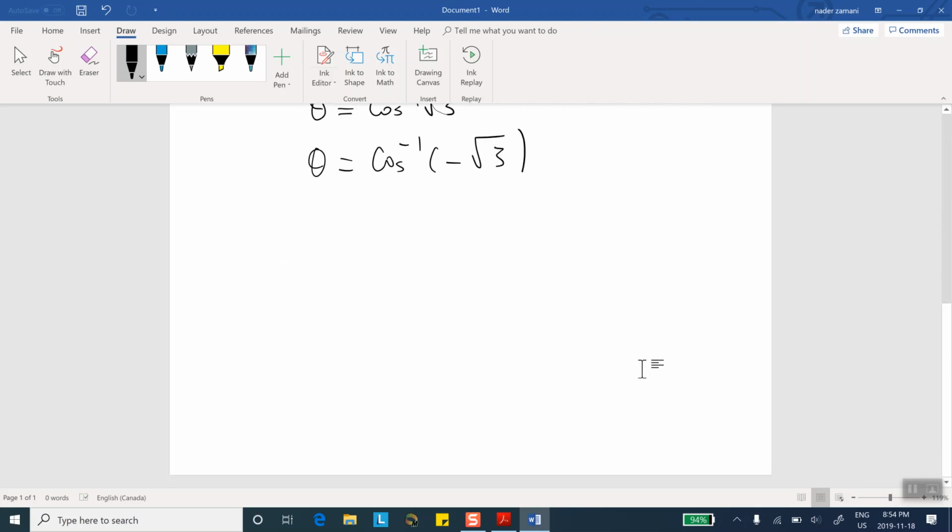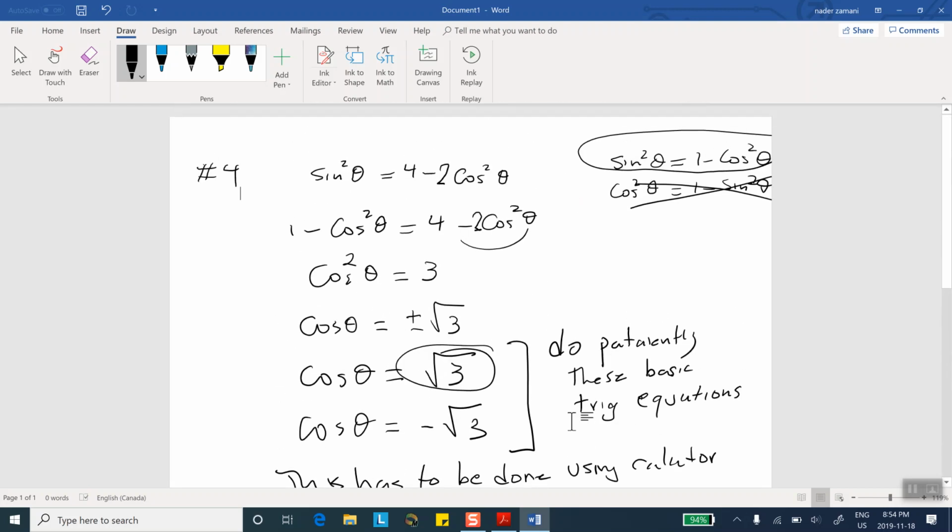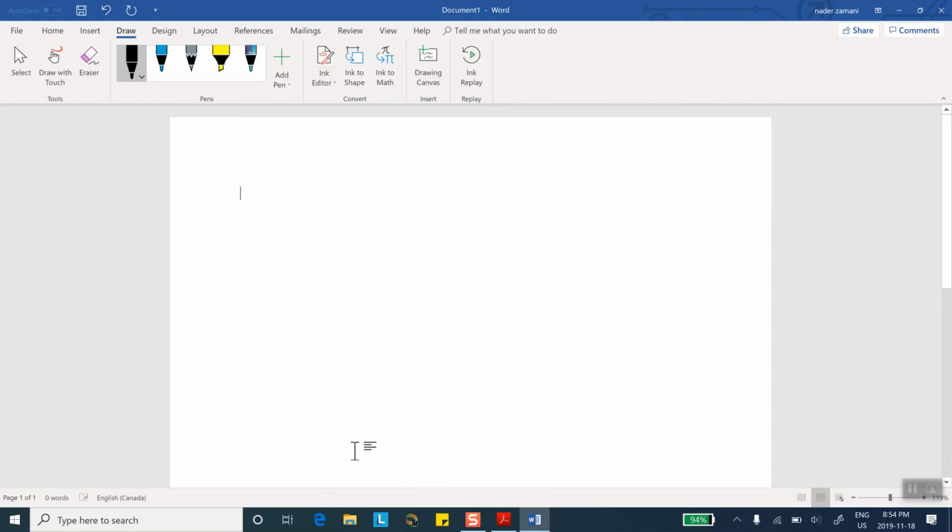Okay, let's do another one. So getting it to this point is important. From that point on, you have to solve the basic trig equation. Let's do number 14. Number 14 is cosine of theta minus sine of theta equal to 1.